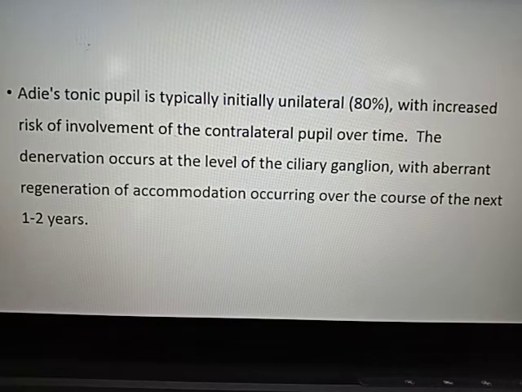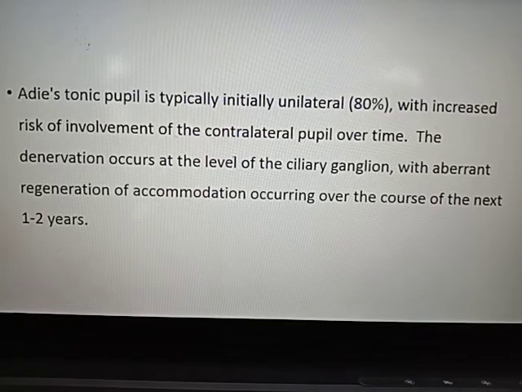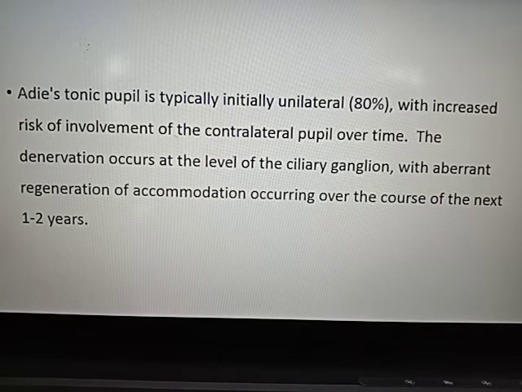Adie tonic pupil is typically initially unilateral, with increased risk of involvement of the contralateral pupil over time. The denervation occurs at the level of the ciliary ganglion, with aberrant regeneration of accommodation occurring over the course of the next 1 to 2 years. Injury, a tumor, herpes zoster infection or any other infection of this region may lead to this Adie tonic pupil, which affects the ciliary ganglion.